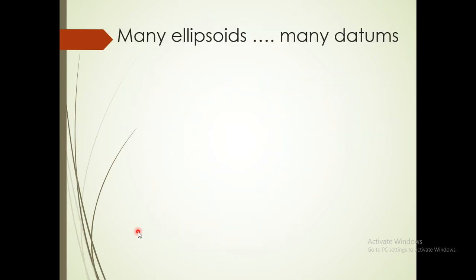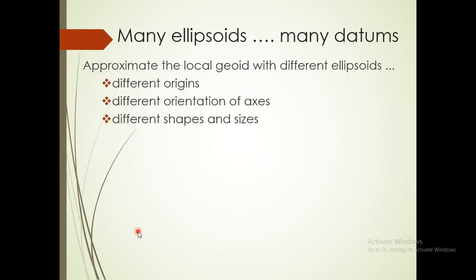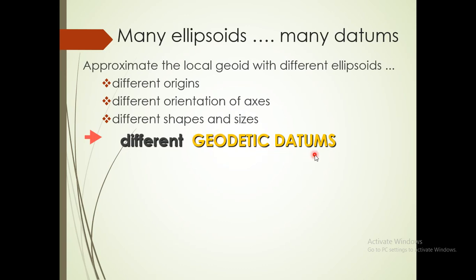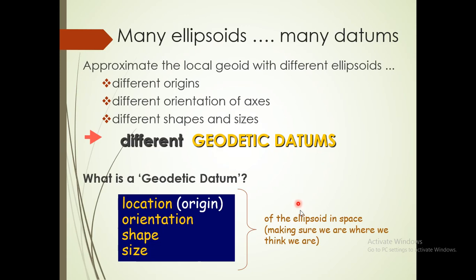Okay, because of that, there are a lot of ellipsoids and many datums because everyone is using different reference points, different origins, orientation of axes, different shapes and sizes, different geodetic results too. The geodetic datum is the location, the orientation, the shape, the size. What do you use the ellipsoid for? In space, to make sure we are where we think we are. Because if some other place uses a different ellipsoid, different datum, and you give the coordinate to other people at another part of the world, and they put in that coordinate, it ends up not exactly where we think we are, because both of you are using different references.